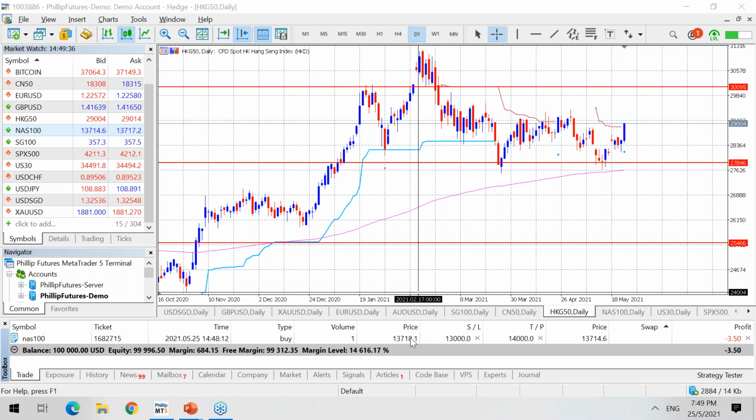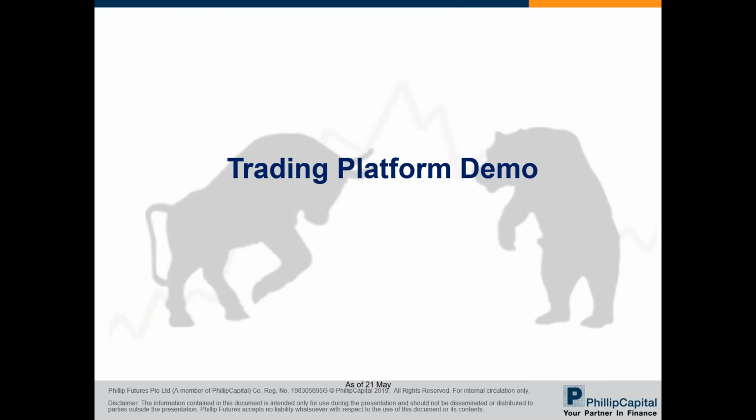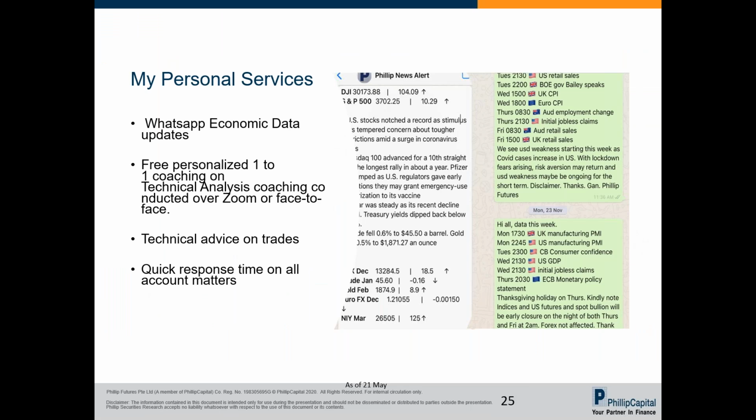And we have the demo version that's readily available for you. If you're interested, you can just sign up for a demo with the QR code, which I'll show you later. Right? So that's the trading platform demonstration. We have almost come to the end. I just hope that you have found the info useful.